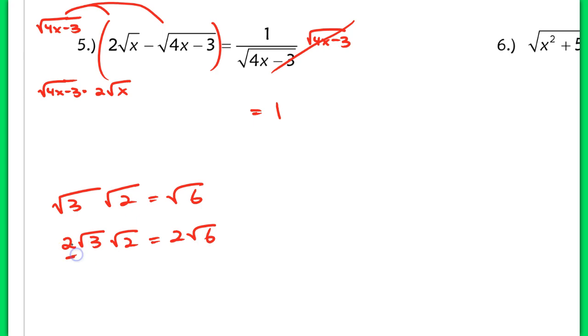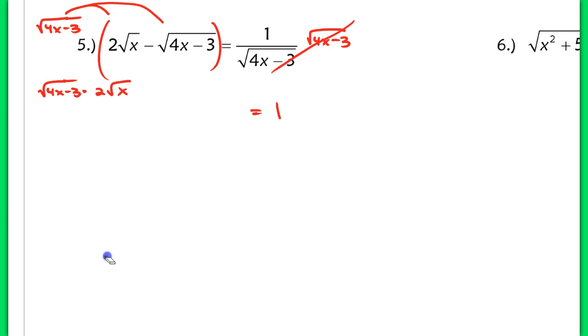So that 2 here just stays on the outside because it's not inside a radical, but stuff inside the radical can multiply, okay? So in this case, when we multiply root 4x minus 3 times 2 root x, this turns into 2 times, these will be able to multiply, so I'll have 4x squared minus 3x. So I distribute that x to both of these parts, okay?